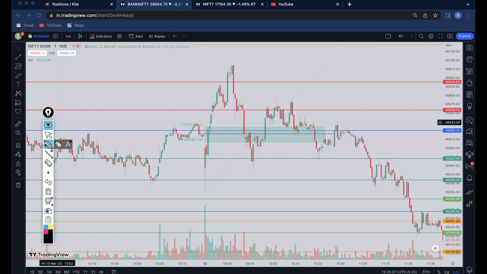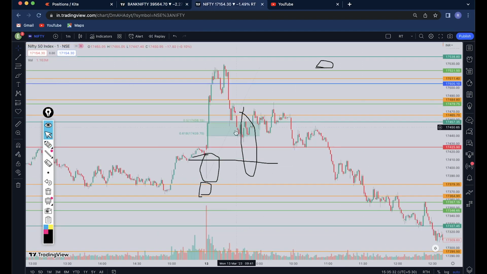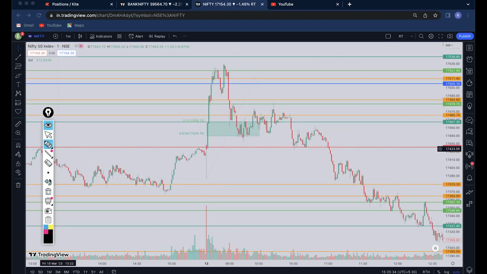Okay, nothing much more. Next we draw a Fibonacci level from here to here. In Bank Nifty, we saw that the market has crossed this 618 level. Another thing to notice, the market is also near this low level, right? That is one thing. And in Nifty also, if you see, Nifty was very well supporting the 618 level.